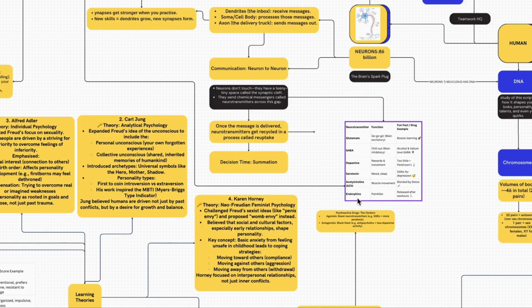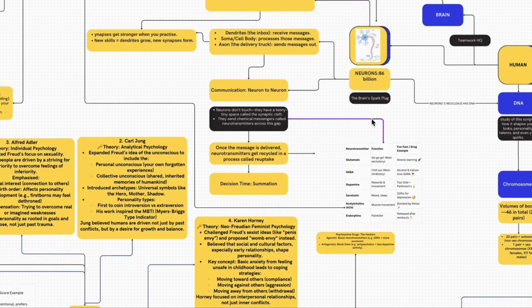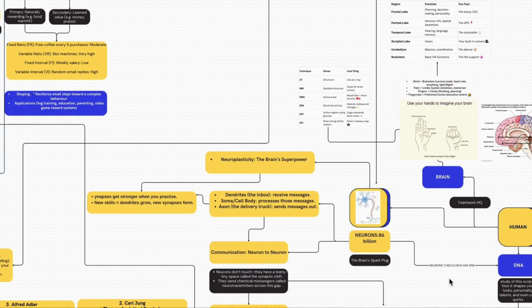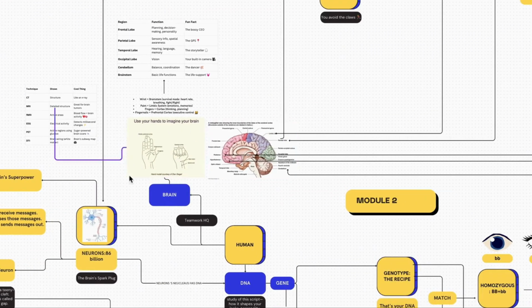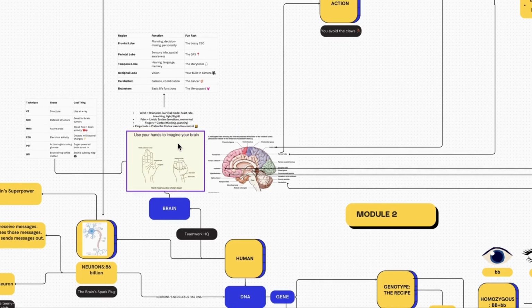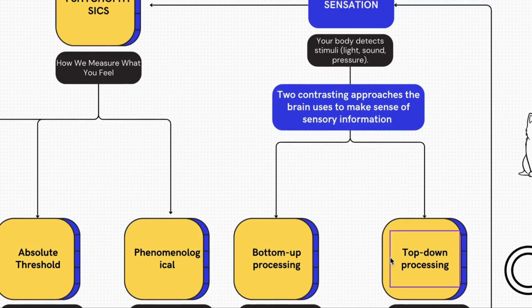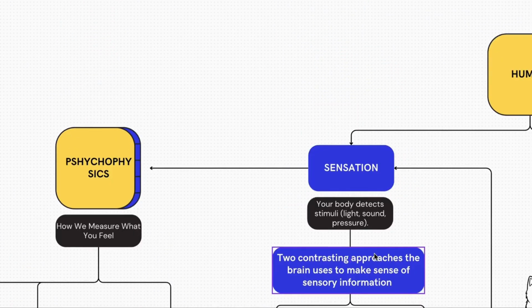Now let's talk about the brain. This is a very good example of a way to remember how the brain works. Our brain has these regions: frontal lobe, parietal lobe, temporal lobe, occipital lobe, cerebellum, and brainstem. Each has its function. Frontal lobe is basically the bossy CEO, parietal lobe is the GPS system, and temporal lobe is the storyteller. Occipital lobe is like a built-in camera for vision, and cerebellum is the dancer, for balance and coordination. Brainstem is basically life support.